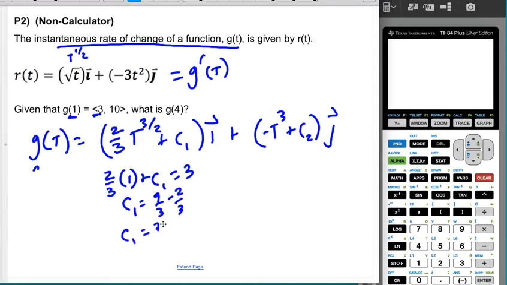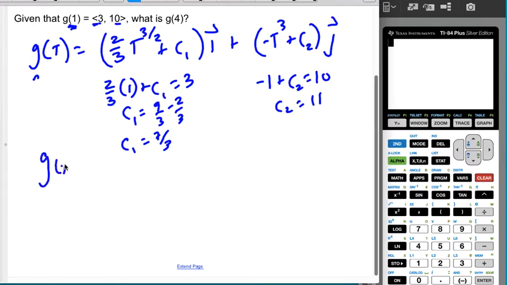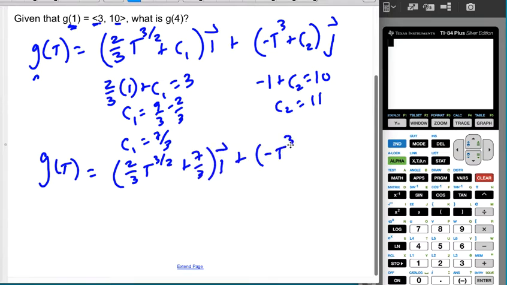And that's not the most fun thing in the world, but there it is, right? Same thing here. If I use the 1, I should get a 10 out, right? So negative 1 plus c sub 2 is apparently a 10. So my c sub 2 is an 11, right? That means that g of t is 2/3 t to the 3/2 plus 7/3 in the i direction, and negative t cubed plus 11 in the j direction, right?